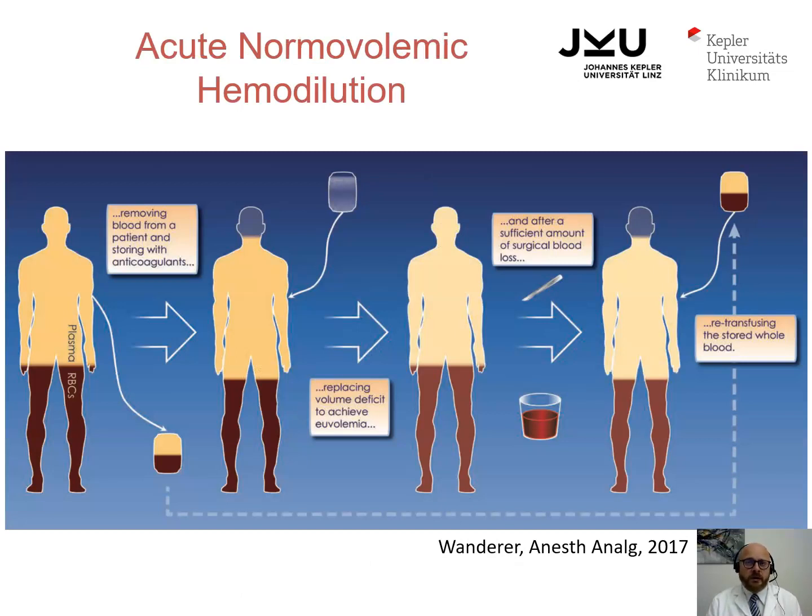If I ask you what the topic of normovolemic hemodilution is, it can be best described by this depiction here. Normovolemic hemodilution consists of removing blood from a patient and storing this blood with anticoagulants. The blood loss is then replaced by volume in order to achieve euvolemia, and during the surgical procedure the patient will lose blood that is diluted and contains less hemoglobin than the blood at the beginning of the procedure. After the procedure, the stored blood can be given back, with the theoretical advantage that the hemoglobin as well as the coagulation factors are given back to the patient, and so you can avoid giving allogeneic blood.